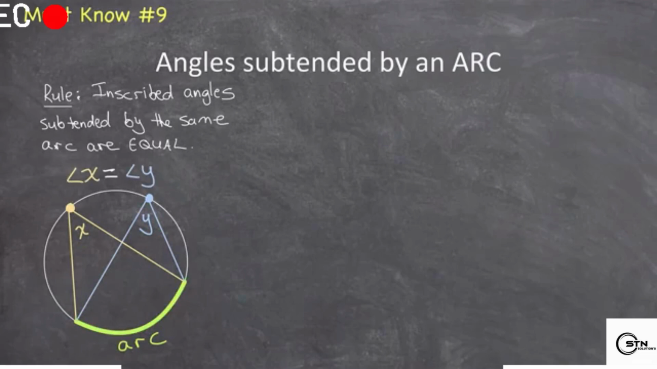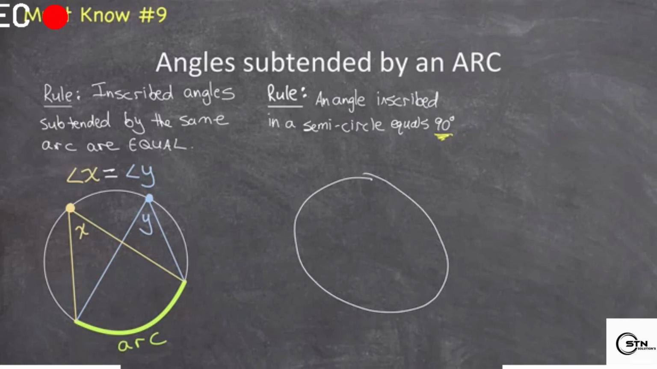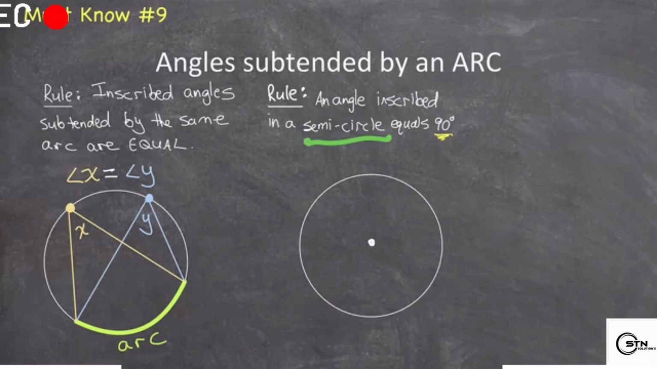There's another interesting circle theorem that's very related to this one, that says that an angle inscribed in a semicircle actually equals 90 degrees. Let me show you what that looks like. So once again, I'll draw a circle. And since this theorem is about a semicircle, let me draw a diameter line through the middle of this circle to cut it in half.